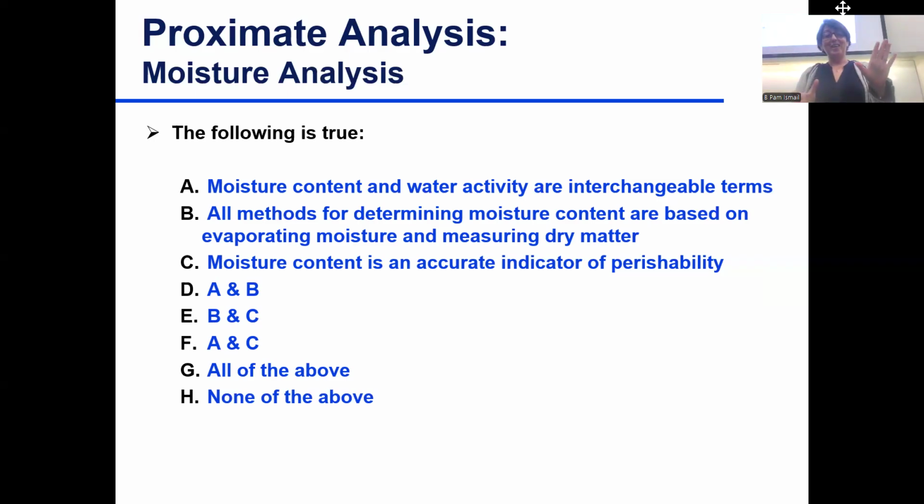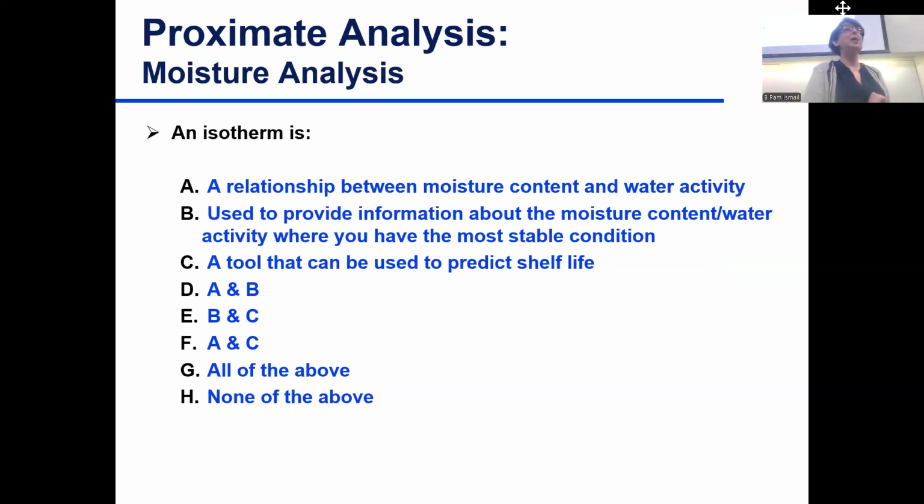Yeah, so moisture content is really all the water that is not chemically bound within a molecule, like it's not part of the molecular structure. But water activity is that component of the water content that is available for reactions and growth. So water activity is mostly used alongside moisture content to predict shelf life and perishability by using an isotherm.